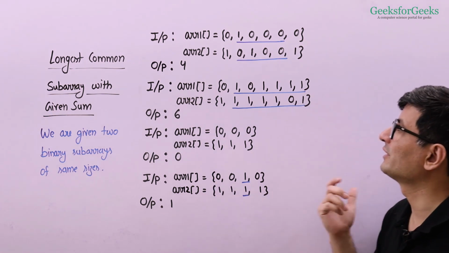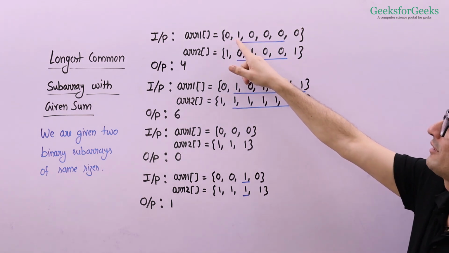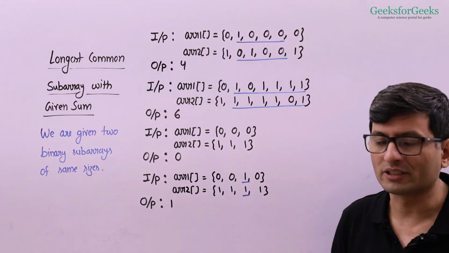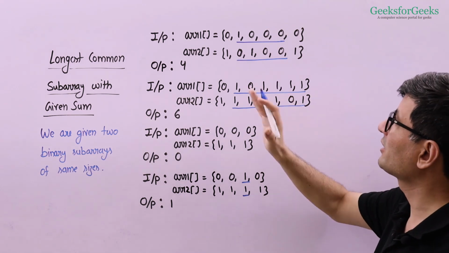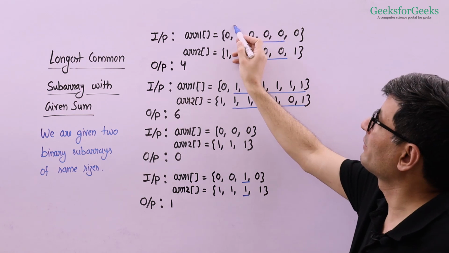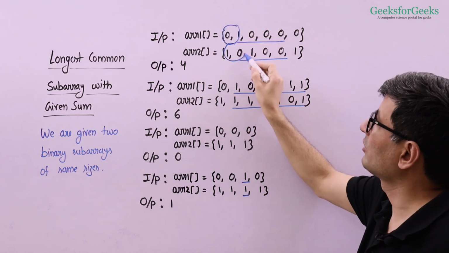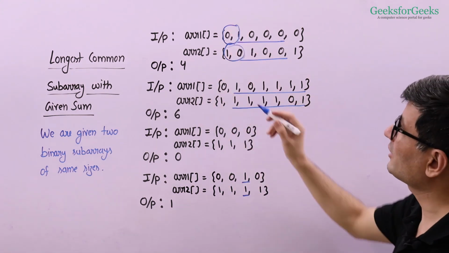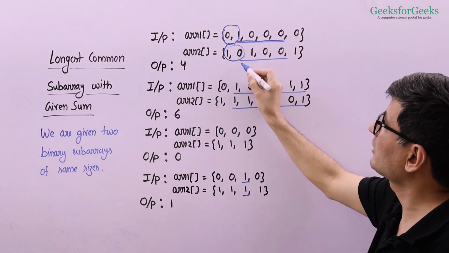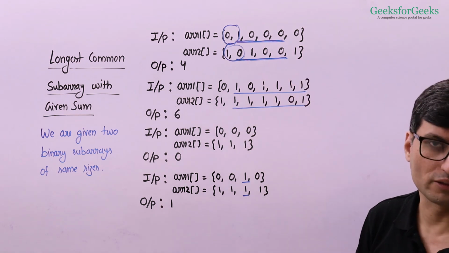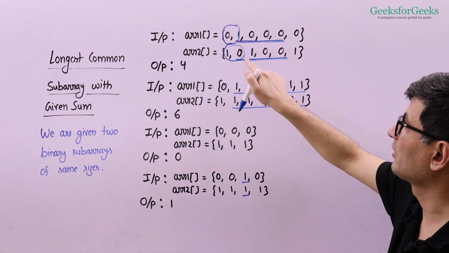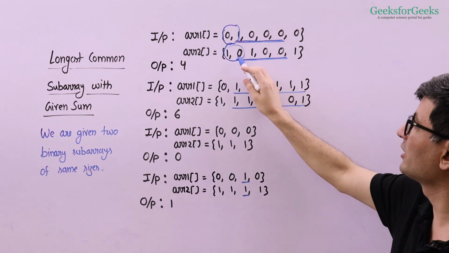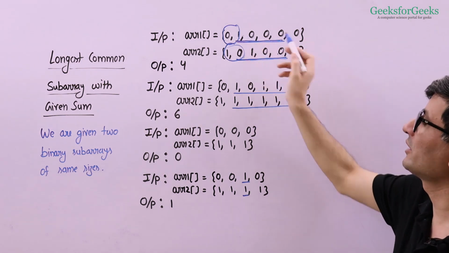Let's understand the problem with these examples. So if you see this array and this array, and if you consider all the common subarrays, you will notice that there are many subarrays which have same sum. For example, this subarray has sum 1 and this subarray also has sum 1, and starting and ending indexes are also same. But this subarray which I have highlighted here has the longest length. This subarray has length 4, and the sum here is 1 and the sum here is also 1. Right, 3 zeros and 1 one. Here also 1 one and 3 zeros.